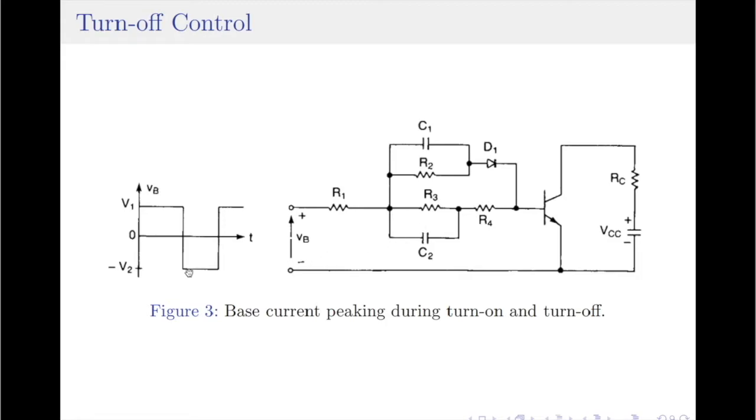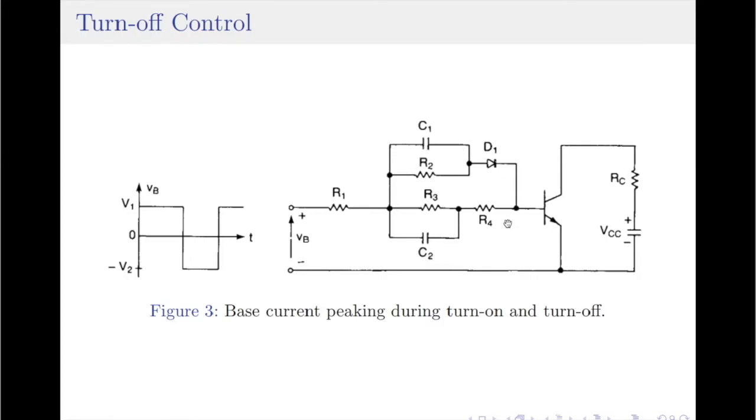On the other hand, when the voltage is changed to minus V2, which is during the turn off, the diode D1 is reverse biased and only these components will come into picture for computing the turn off time. Therefore, you will obtain different turn on and turn off times using the circuit modification as shown in the diagram here.